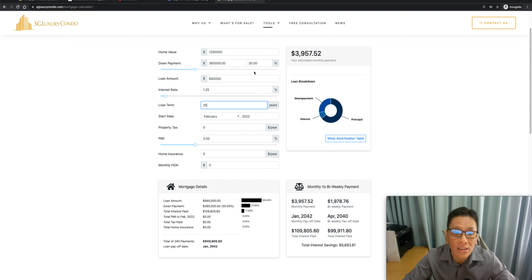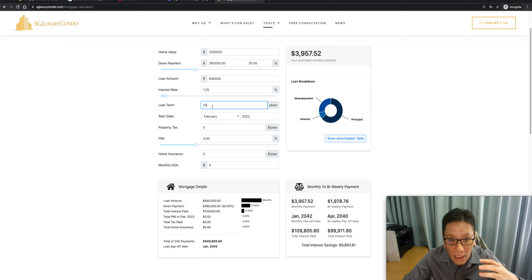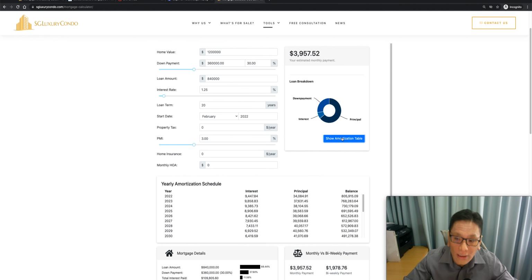You can either change the down payment, which means you put out more down payment. You can change the loan amount or the loan term in order to find what monthly payment you want to pay out every month, so that you can either have a positive cash flow or you can have a safe number that you want to work with. The last one I would like to show you is actually your amortization table.